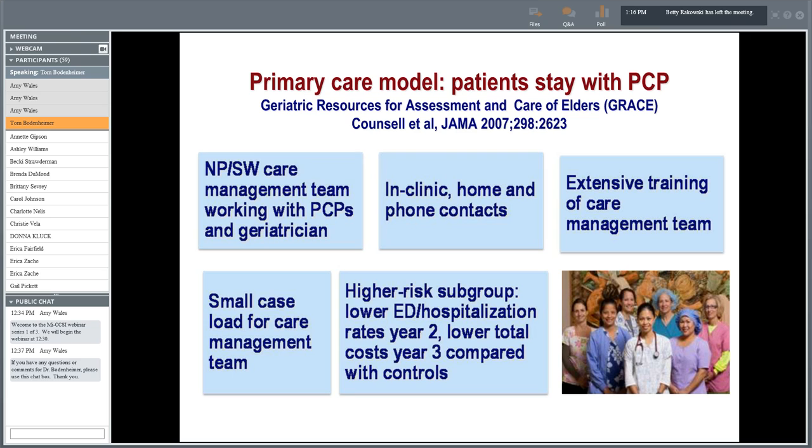The primary care model is really doing complex care management right there in the primary care practice. And one good example of this is the GRACE program, which was pioneered by Steve Counsell at the University of Indiana School of Medicine. It's a pretty expensive model. The nurse practitioner, social worker, care management team works with primary care physicians and a geriatrician. And what they found is that they can reduce hospitalizations and actually reduce total costs. And they have very small caseloads, as we've talked about before.